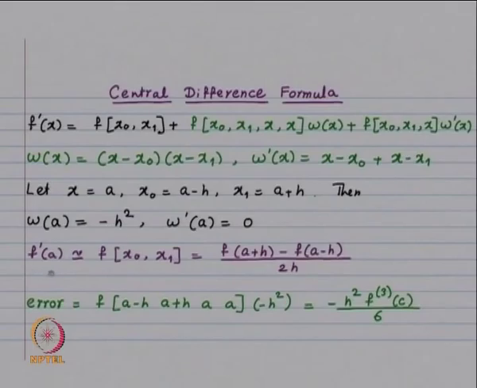That gives us f'(a) approximately equal to (f(a+h) - f(a-h))/2h. And in the error, w'(a) is 0, so that term will not be there. So, you will have only this term, which gives us minus h square f''' (the third derivative, again evaluated at some point) divided by 6.